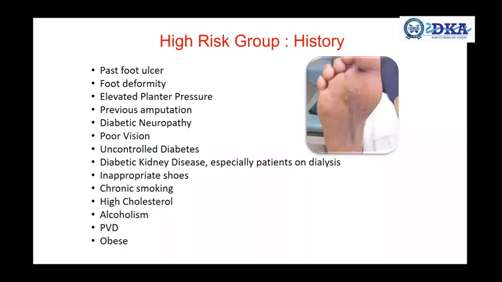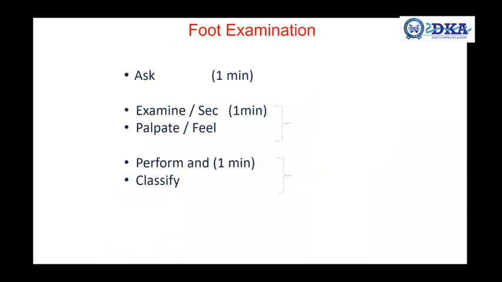We should assess these patients. We have to give them some importance when compared to other patients so that early detection of neuropathy and prevention can be done in this group, at this stage itself. This is a simple 3 minute examination.